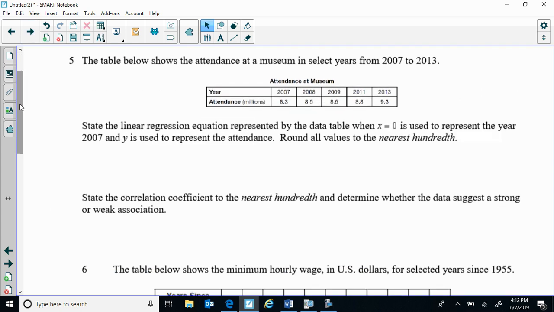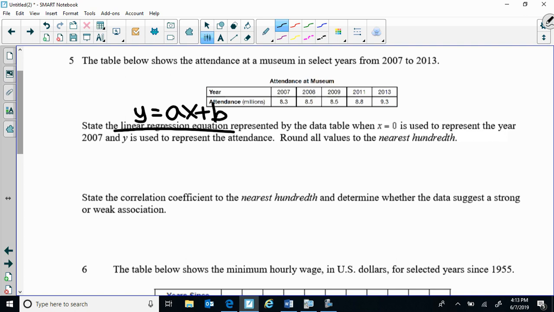The table below shows the attendance at a museum in select years from 2007 to 2013. State the linear regression equation represented by the data table when x equals 0 is used to represent the year 2007 and y is used to represent the attendance. Round all values to the nearest hundredth. Now, a linear regression equation. Linear and equation. You should be thinking y equals ax plus b. Or some of you like to think mx plus b. In order to do this, we need the linreg command in our calculators.